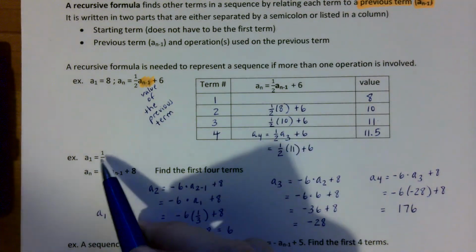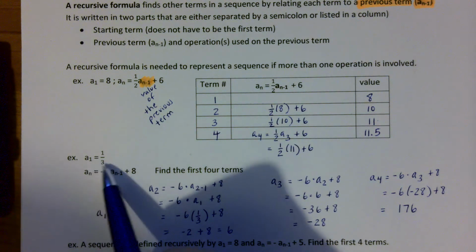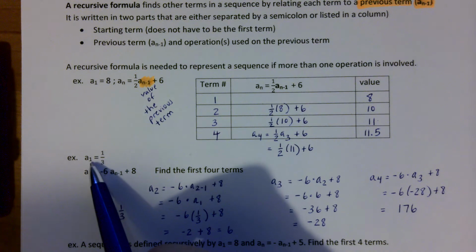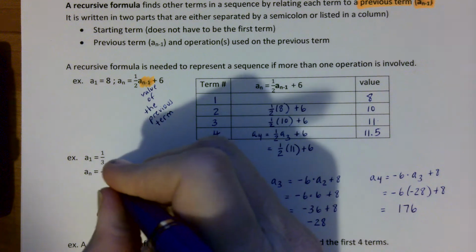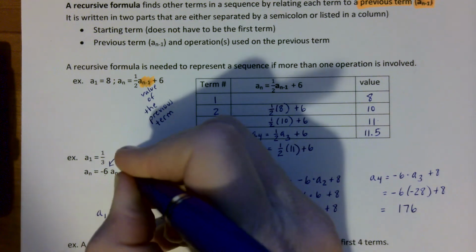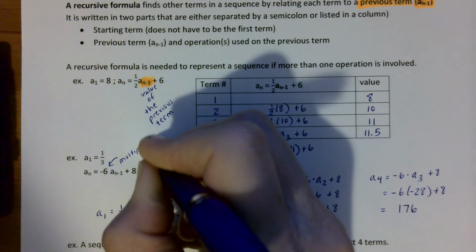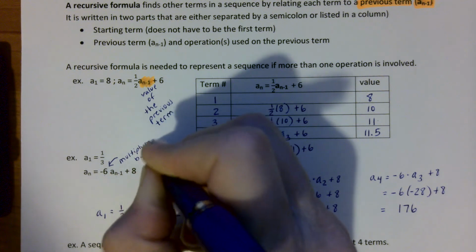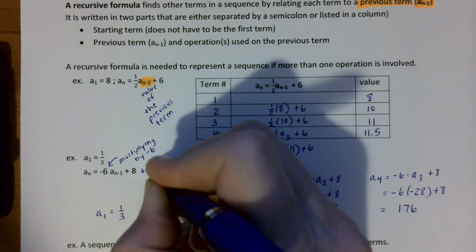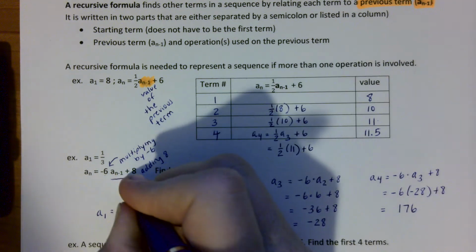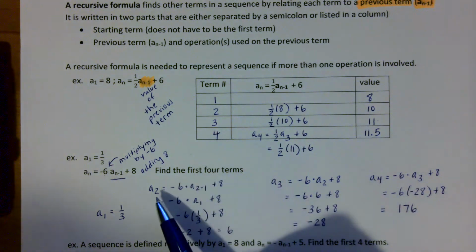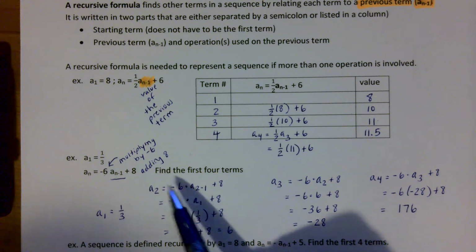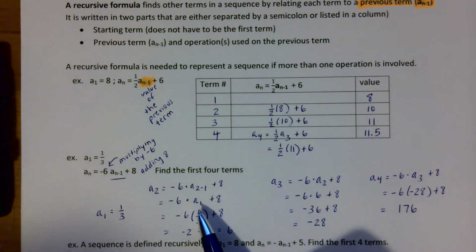Whenever we look at the two parts of a recursive formula, the first part is going to show our starting term. Usually it's our first term, but it doesn't have to be. The second part shows our operations. If I have this negative 6 in front, this is saying we're multiplying by negative 6 and then adding 8 at the end. And a sub n minus 1 just means our previous term's value. So when I was looking for the second term, I needed to multiply negative 6 times the first term's value.